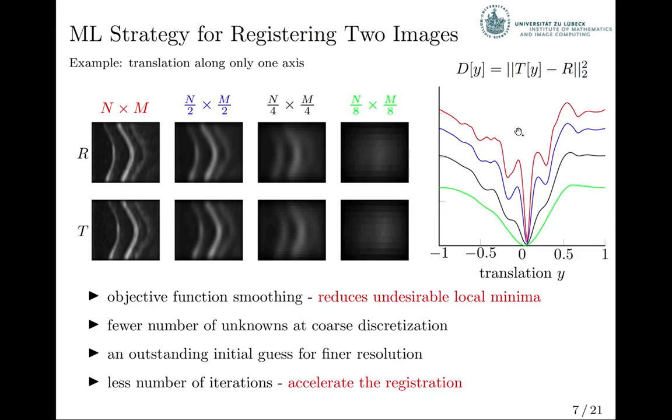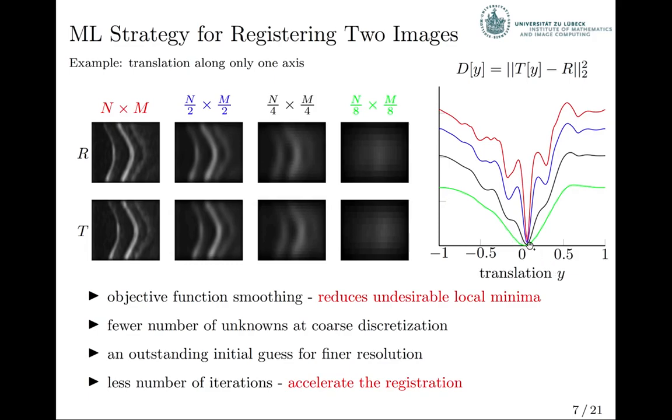The red curve corresponds to the image at the finest resolution, and the green is the image at the coarsest resolution. As you see here, because of the image smoothing, the objective function is also getting smooth. So you do not observe the local minima that are present at the finest resolution also at the lower resolution. That is one of the points I want to highlight: because of the image smoothing, our objective function gets smooth and it reduces the number of local minima. The next important point to highlight is that we start with the registration of the images corresponding to the green curve.